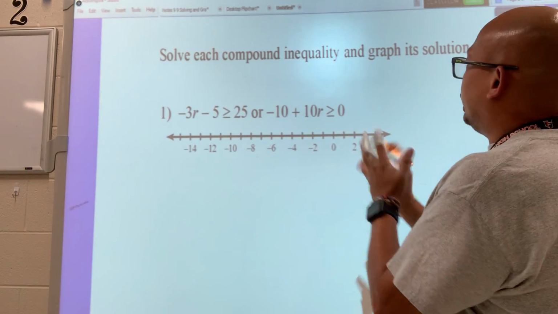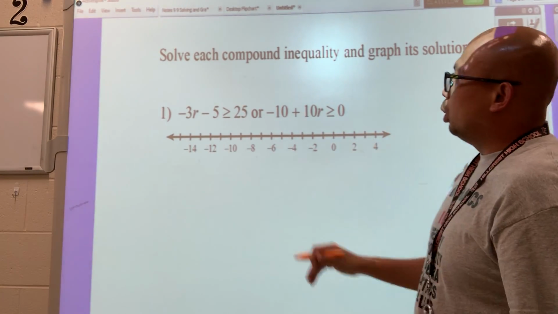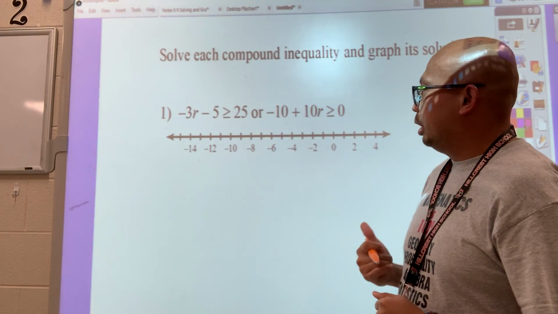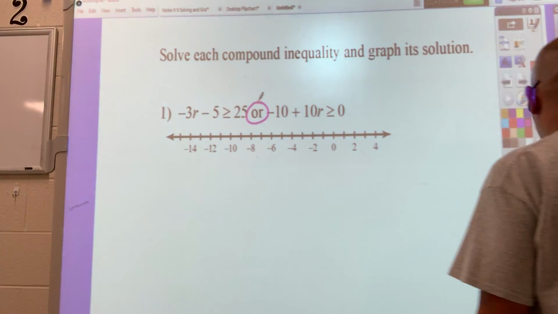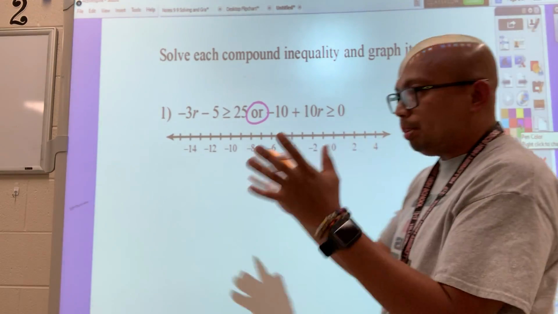Now, solve each compound inequality and graph its solution. So, what kind of problem is the one on the board? It's an or problem because you see the word or. Very simple.